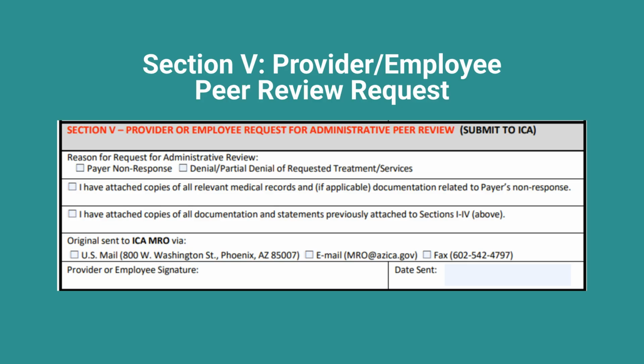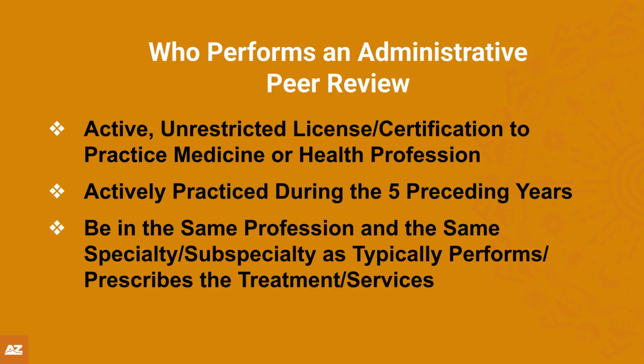Although the administrative peer review process is administered by the Industrial Commission of Arizona Medical Resource Office, the payer is responsible for paying the costs of the third-party peer review. The administrative peer review process includes a peer review performed by a third-party, URAC-accredited peer review vendor. The peer reviewer must: 1. Hold an active, unrestricted license or certification to practice medicine or a health profession. 2. Have actively practiced medicine or a health profession during the 5 preceding years. And 3. Be in the same profession and the same specialty or subspecialty as typically performs or prescribes the medical treatment and/or services requested.